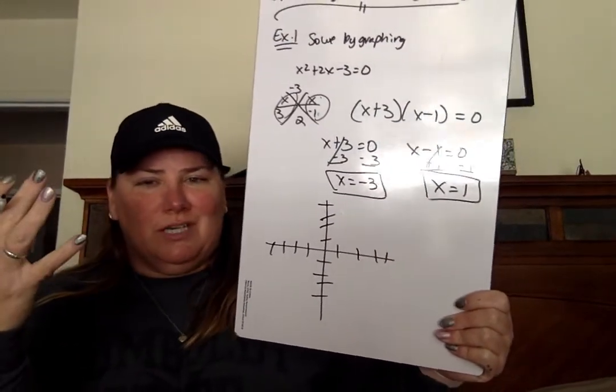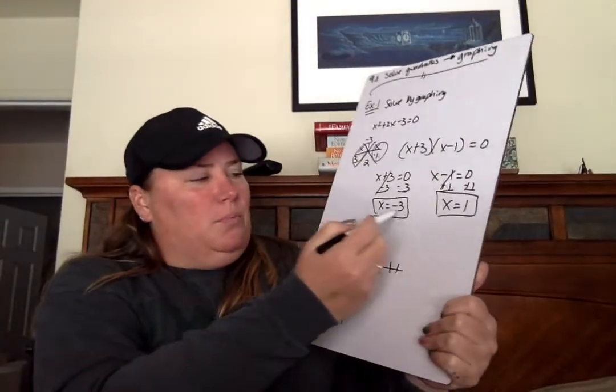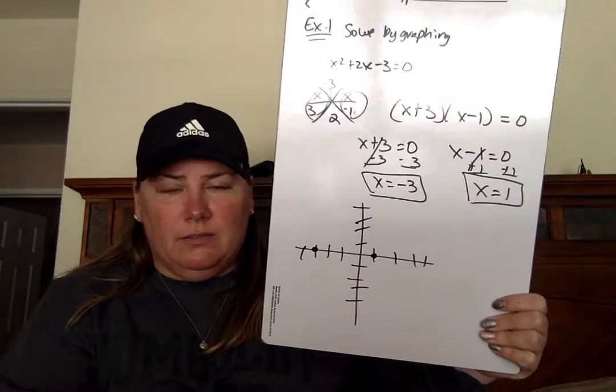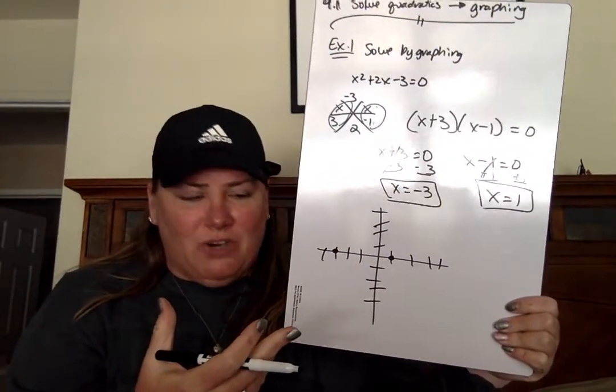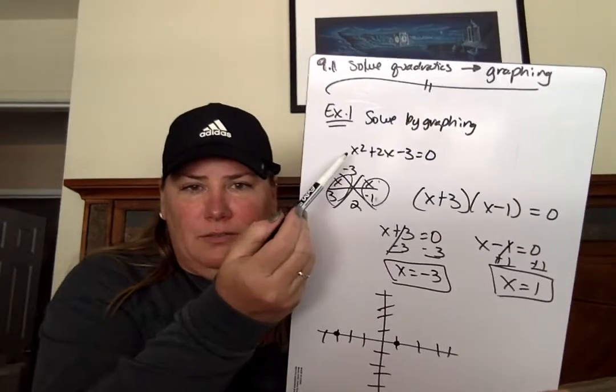Because you don't necessarily need that vertex. You don't necessarily need that axis of symmetry. So if our parabola is crossing at negative 3 and 1, we have our x-intercepts. And if you want to sketch a graph, I would look at A.